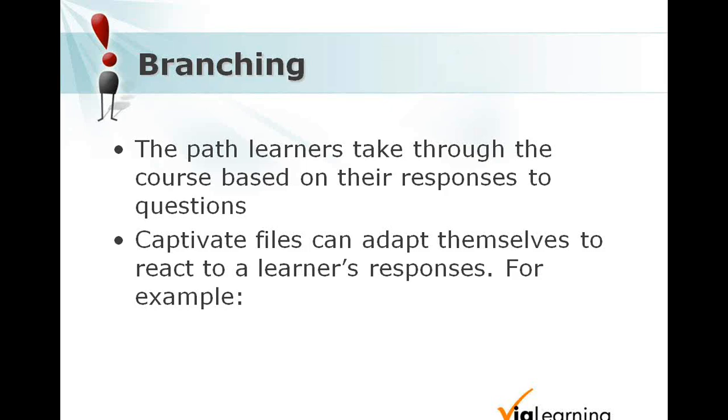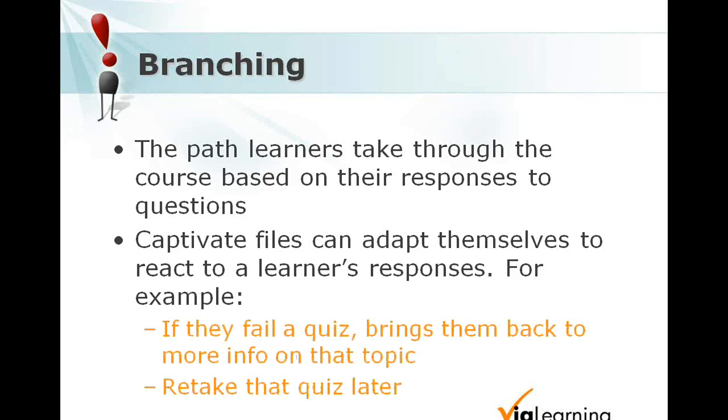If they enter the text correctly, they would get sent on one path. If they enter it incorrectly, they get sent on another. This is a great way to simulate data entry, really. And then you can even add buttons or create different paths for when they click the wrong button or the right button, and you can do a variety of different ways to branch. And the Captivate files will then adapt themselves to react to the learner's responses. So if they fail a quiz, then you can send them back to that section in the course to learn more about that topic, or you can have them just retake that quiz later.